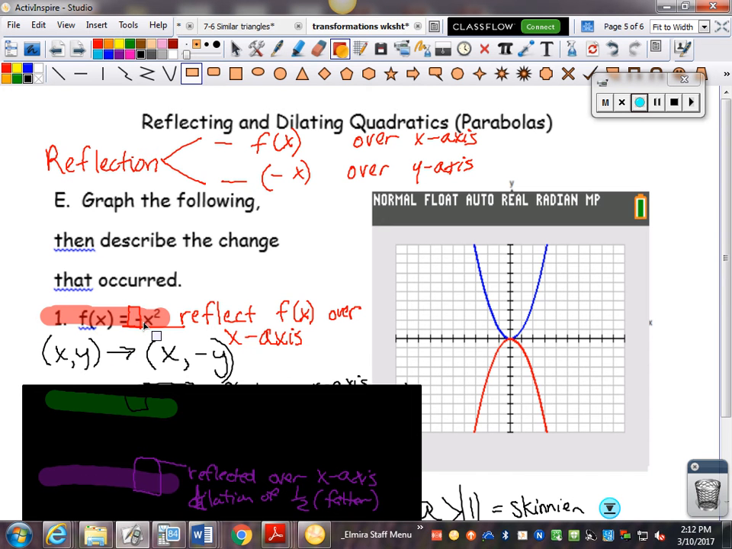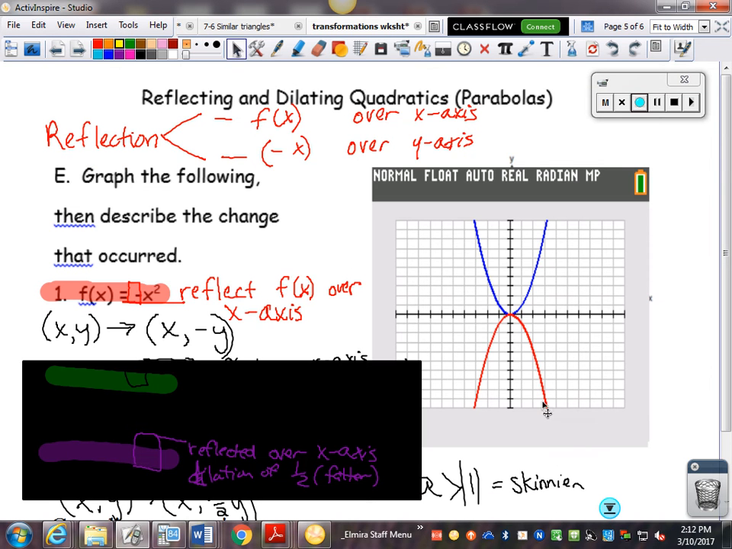Alright, so the difference between our parent function of x squared and our new function, the red function, is there's a negative out there, and we all know that that makes the parabola open down. But it also happens to make it a perfect reflection over the x-axis of the parent function. So it's not just that it opens down, it's exactly the opposite direction as the parent function.